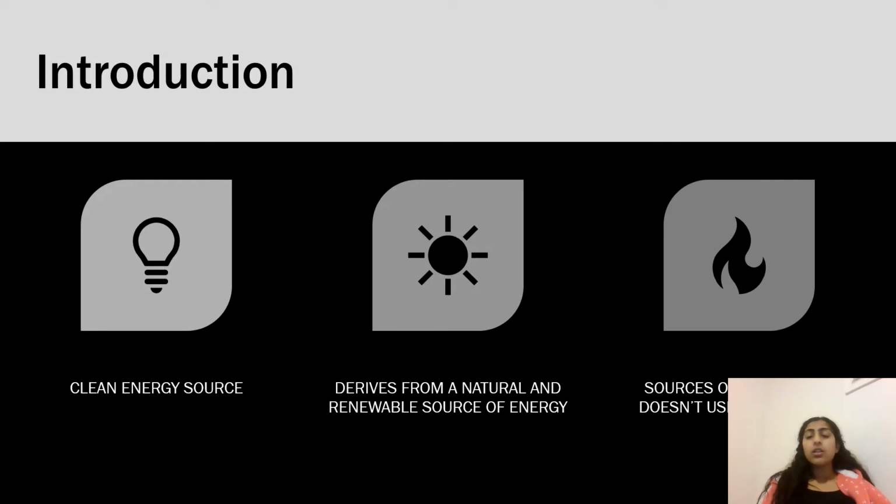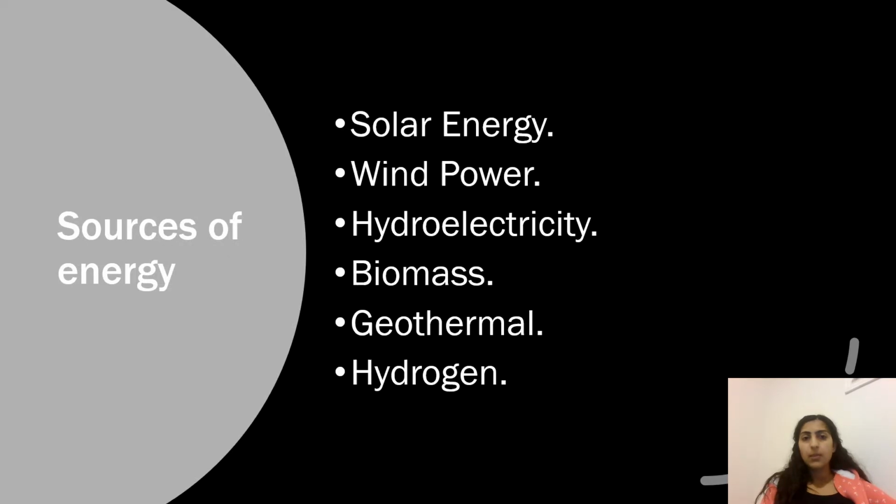Alternative energy is energy generated in ways that do not deplete natural resources or harm the environment, especially by avoiding the use of any kind of fossil fuels and nuclear power. That is what we call alternative energy. There are some sources of energy: solar energy, wind power, hydroelectricity, biomass, geothermal energy, hydrogen and fuel cells. So there are a number of sources of energy here.